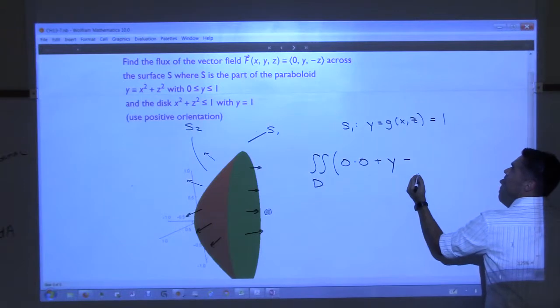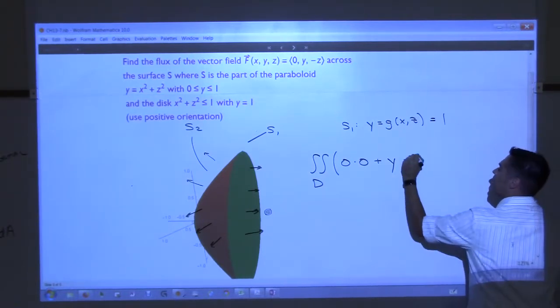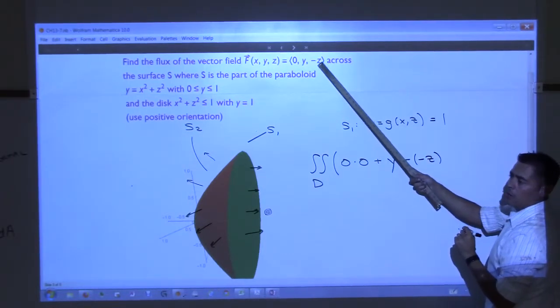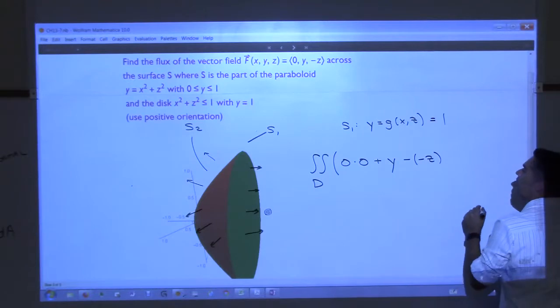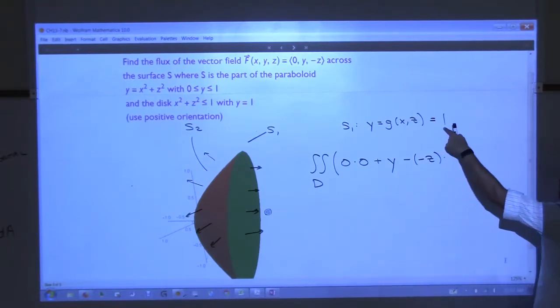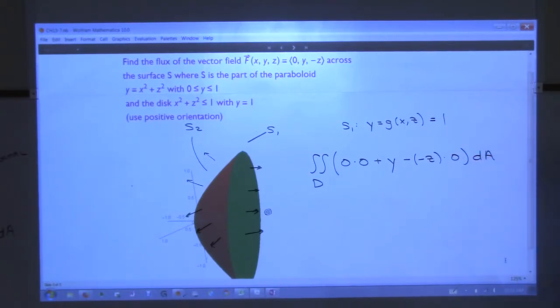What's R? Oh, no. Negative z. Right? P, Q, R. And then times what? Partial of g with respect to z. But what's the partial of g with respect to z? 0. All of that dA. Agreed?